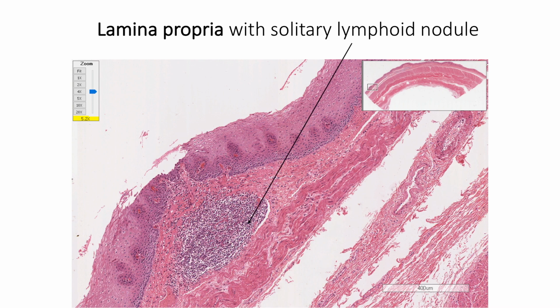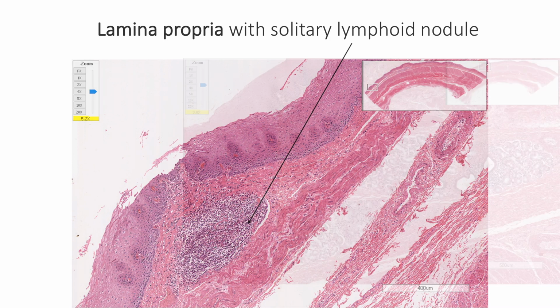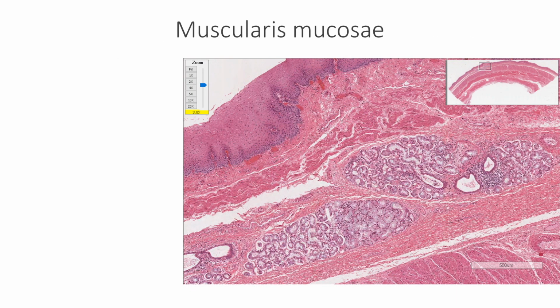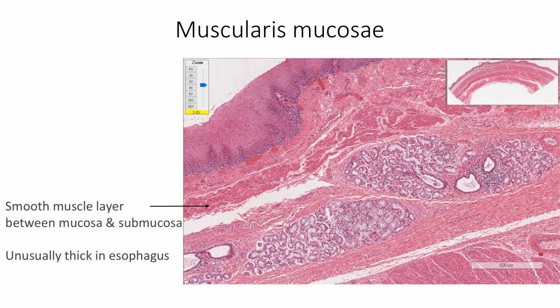We can find mucosal glands, but they are found only at the beginning of the esophagus or at the cardiac end of the esophagus. For the rest of the length, we do not find any glands in the lamina propria. Muscularis mucosae is a smooth muscle layer. It separates the mucosa from the submucosa. Compared to other parts of the digestive tract, this layer is actually unusually thick in case of esophagus.